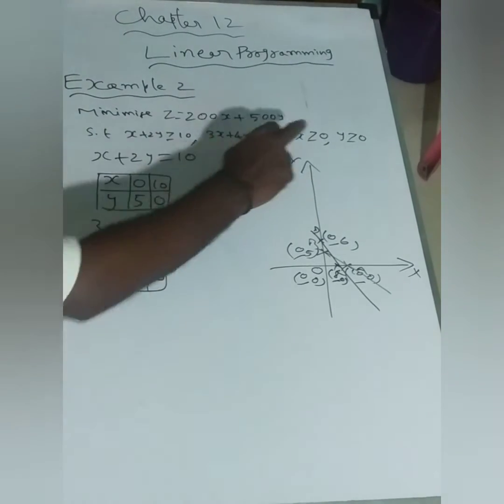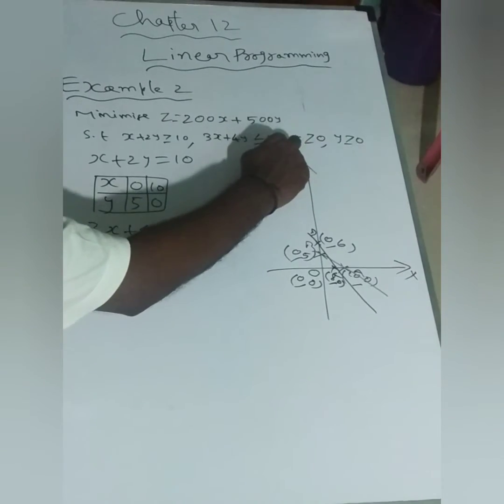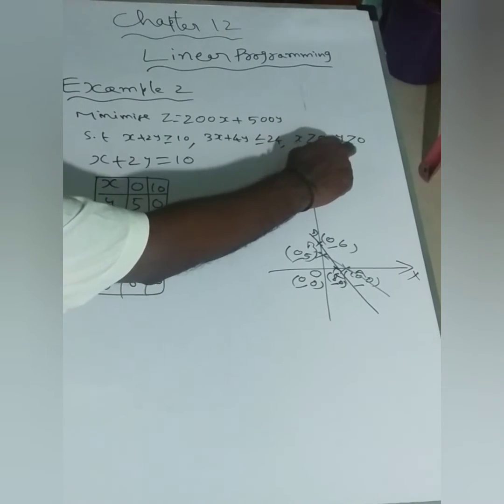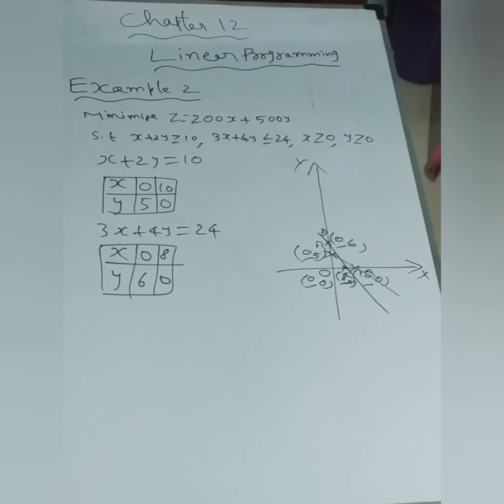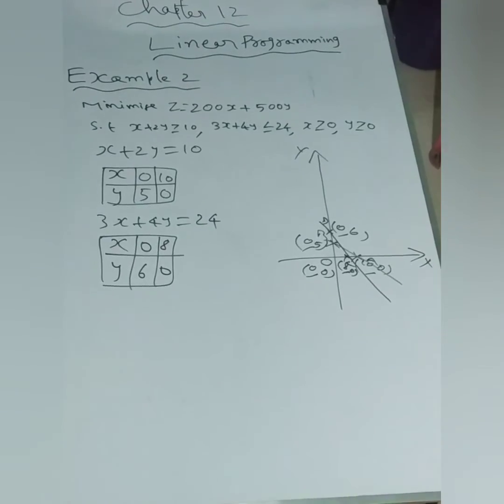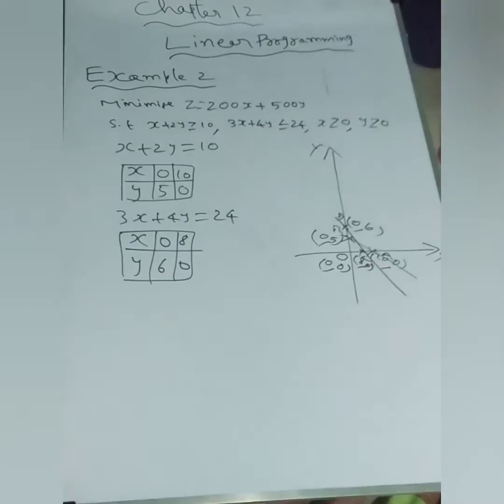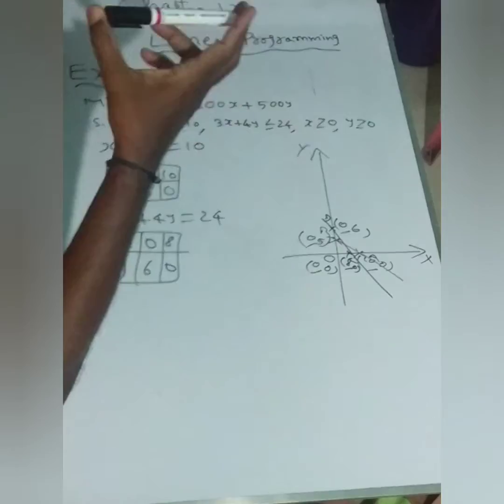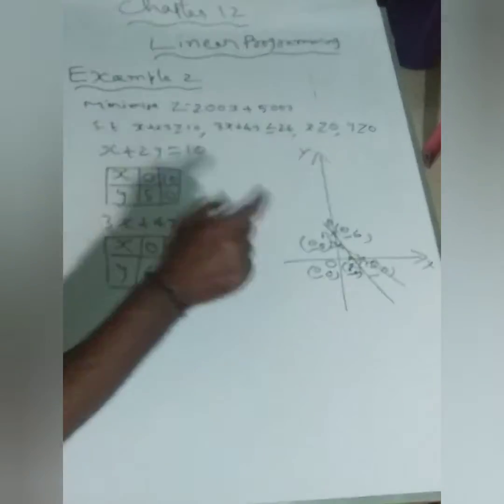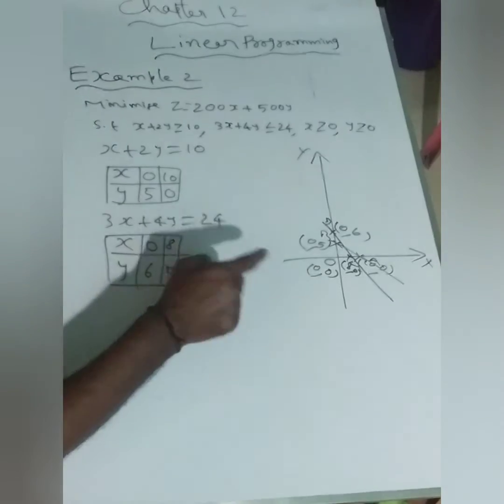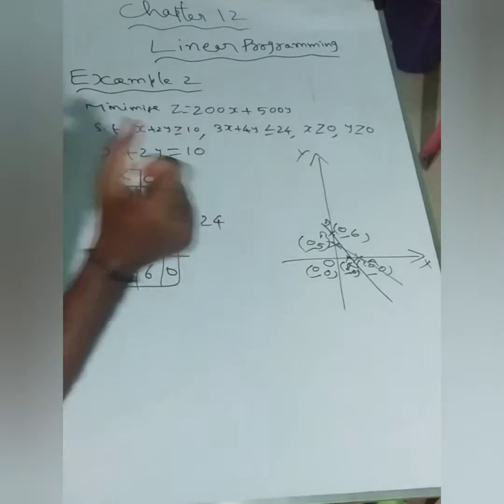Now x ≥ 0 and y ≥ 0 are obvious. That means positive values: x ≥ 0 means positive, and y ≥ 0 means positive. That is obvious. Now we have to see where the feasible region is, that is the bounded region.